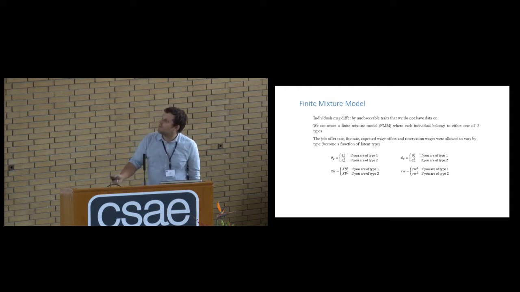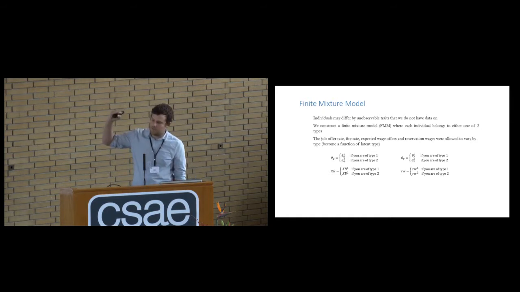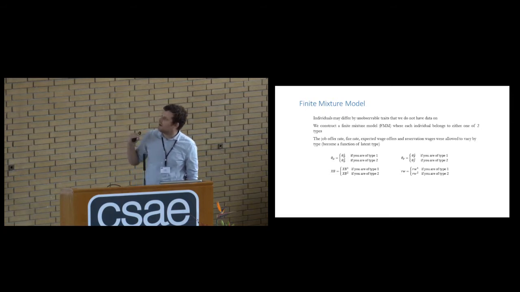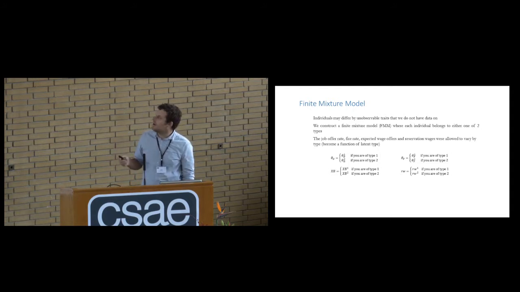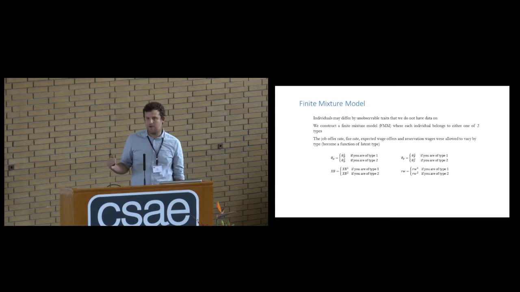So in the model, we allow the reservation wage for one group to be higher than the other group. We allow the expected wage to vary for one group and the other. And we allow the job entry rates and the fire rate to vary. We don't tell it in which direction to vary. The model tells us we think it varies in this direction. So that's a very important distinction. The model is going to tell us how one group varies relative to another group.